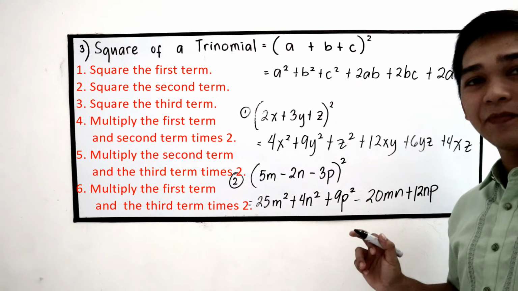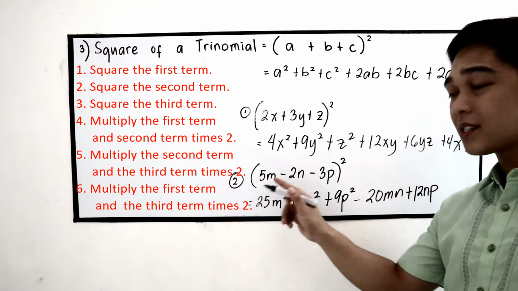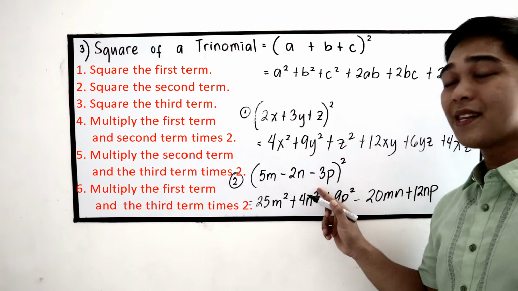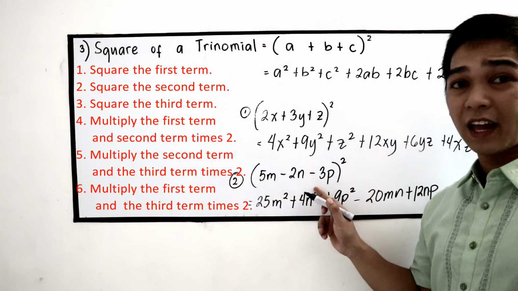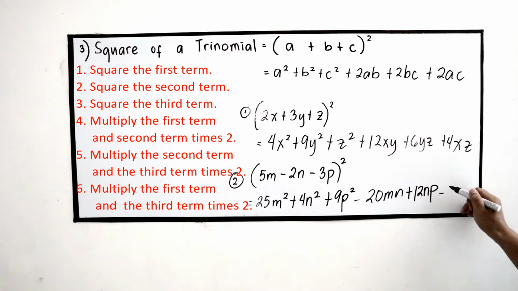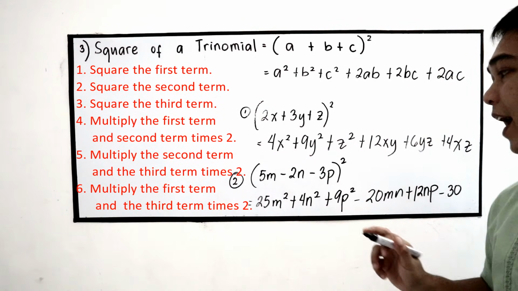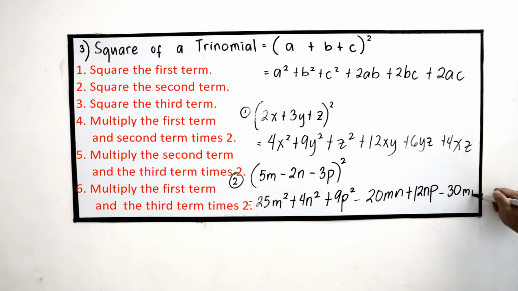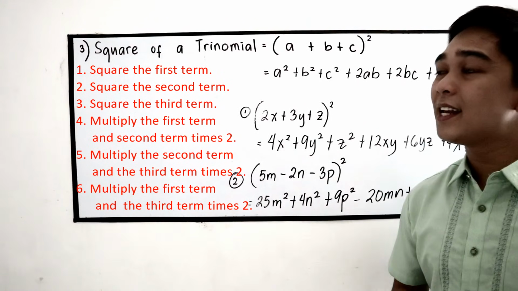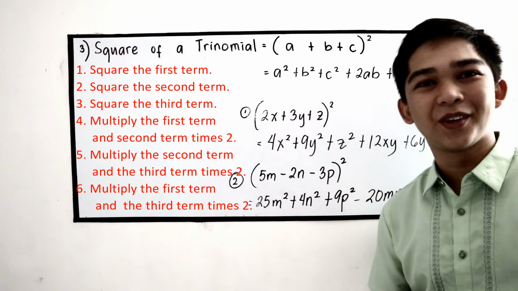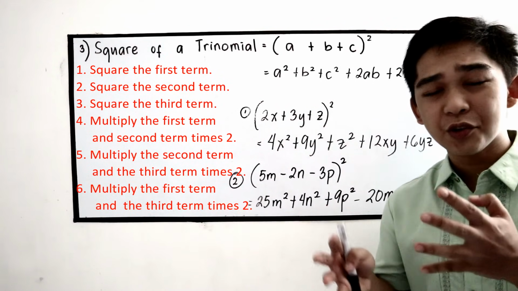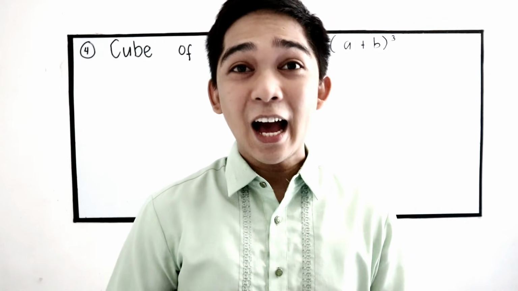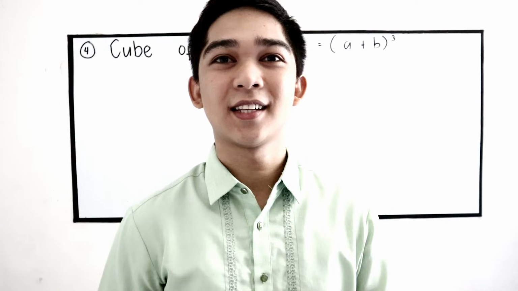And the last term is to multiply the first and the third. 5 times negative 3 is negative 15. Times 2, negative 30. And copy the variable mp. And that is the square of a trinomial. So in order for you to master, just have more practice. And now let us proceed to the fourth one.